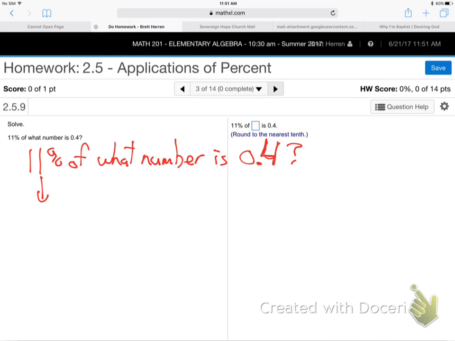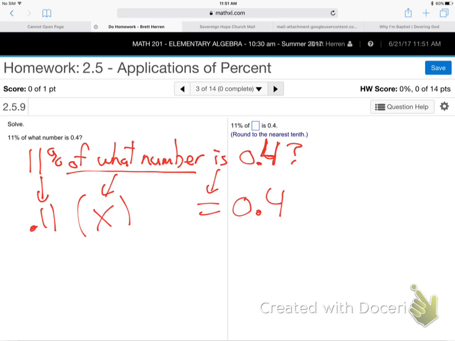So 11%, we've got to turn that into a decimal for calculations, right? 0.11, two places. Of what number? Of means times. The what number is just your x, right? Is is your equals, 0.4. So there's our equation just by direct translation. We're going to have to get x alone this time because it's not automatically alone. So go ahead and solve for x, and that should be your answer.